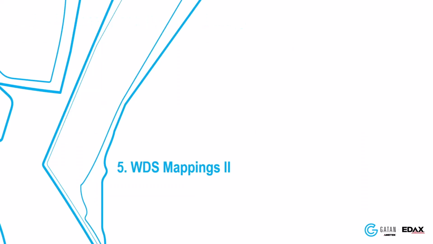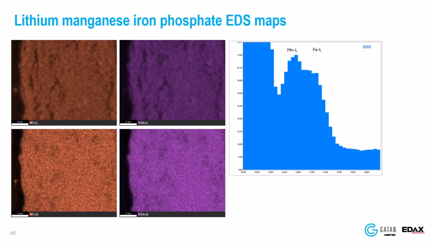I have a few other mappings I would like to show you and discuss what's relevant about EDS and WDS maps. Now we're going to have a look at lithium manganese iron phosphate samples, which is commonly used as a cathode material in lithium ion batteries. The raw intensity distribution in the EDS maps, or so-called ROI maps, are shown for each iron and manganese on the left. The EDS spectrum on the right shows us the overlapping L lines which are used for this mapping.